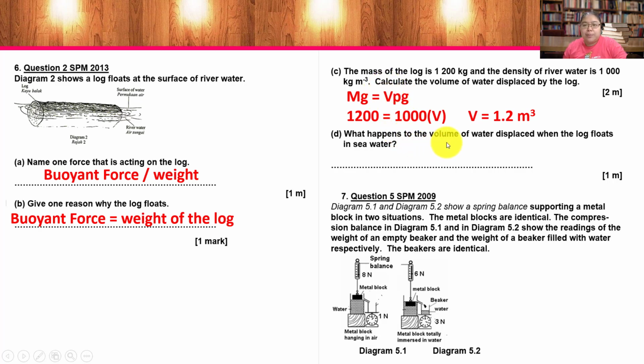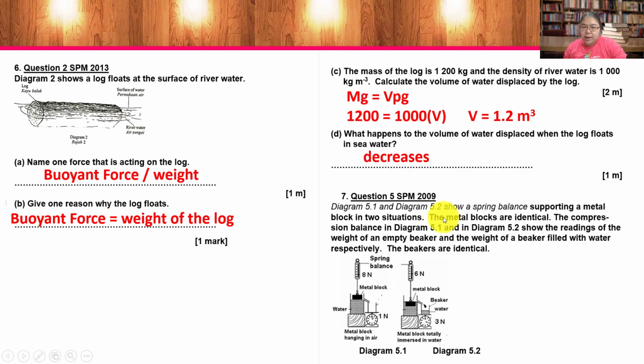So what happens to the volume displaced? The volume displaced must be less, because the density becomes higher. So the answer here is decreases. Okay, so this one is a simple question. Now we continue with another question about the Archimedes principle.